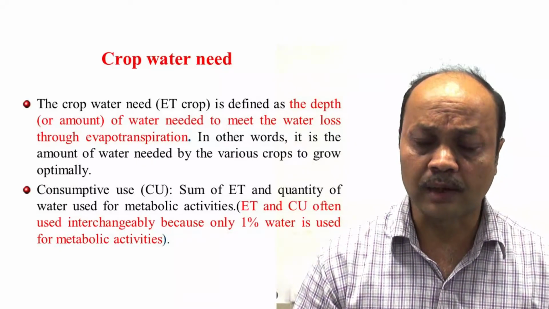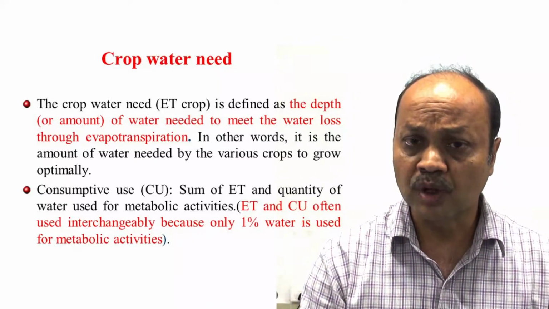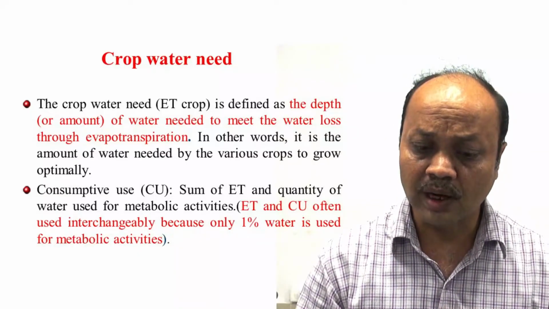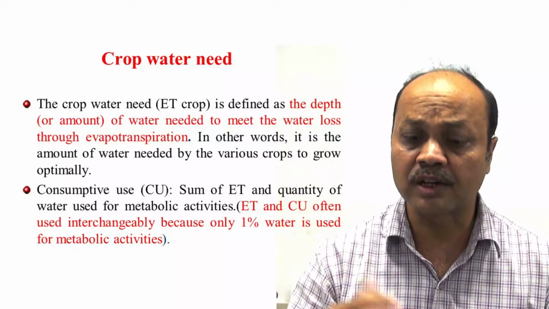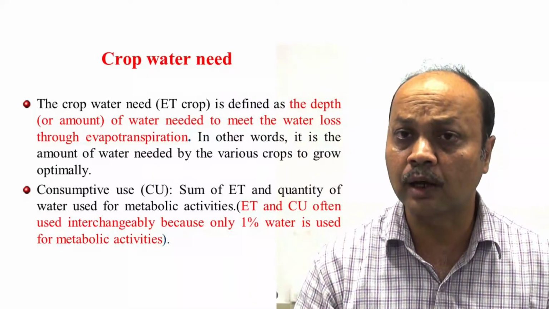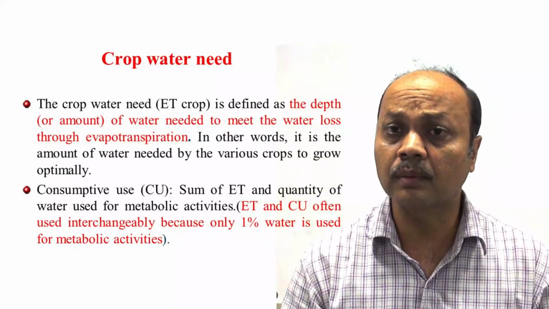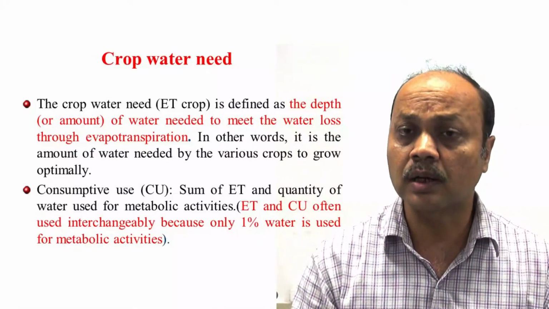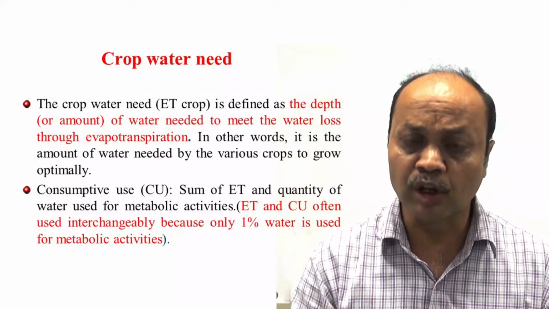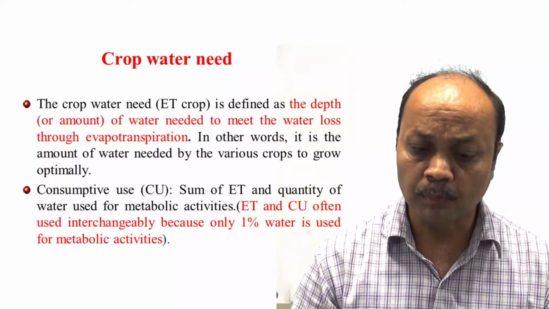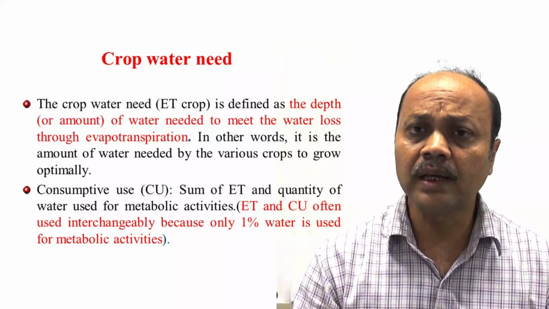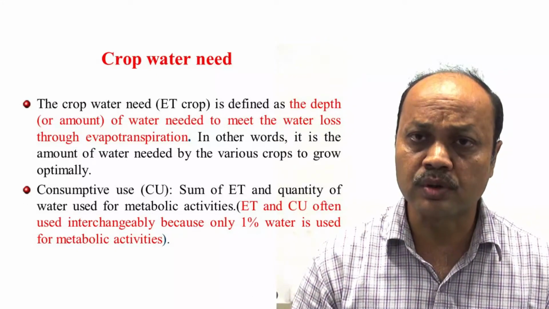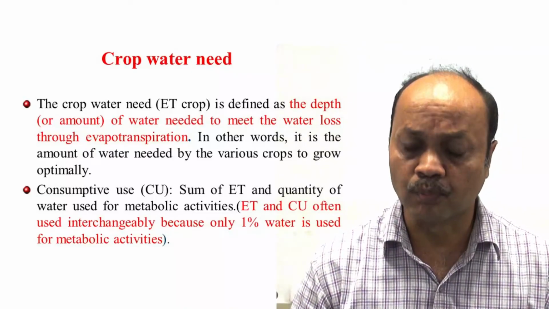And basically there are two terms. There are many terms, but today there is another term, that is conjunctive use. So what is conjunctive use? It is the sum of evapotranspiration plus the quantity of water used for metabolic activity. And if you see the major part, the actual water used for metabolic activity is 1% of the total water used, right? So normally we use evapotranspiration and conjunctive use interchangeably, in the same breath.